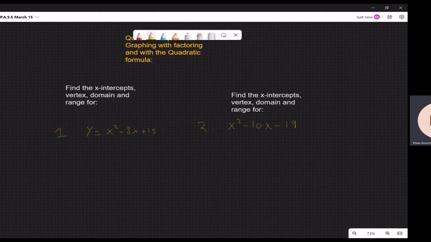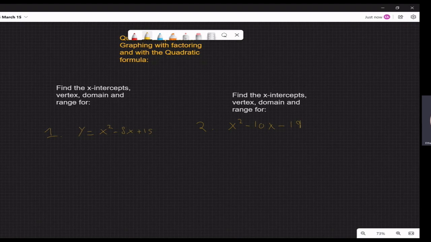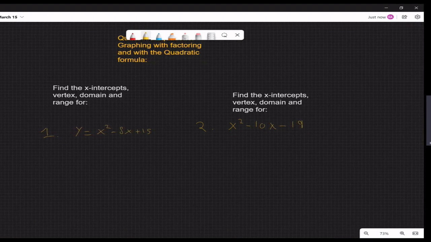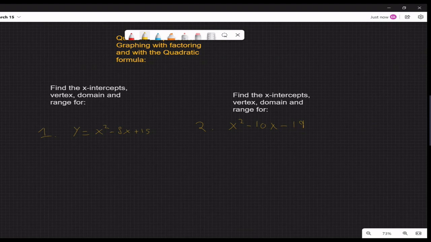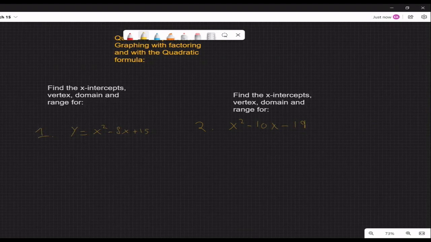Hello, today I will be doing a couple examples of finding the x-intercepts and vertex of some quadratic formulas. In this case, we'll have one example where you're able to factor and another case where you cannot factor, and you'll instead have to use the quadratic formula.